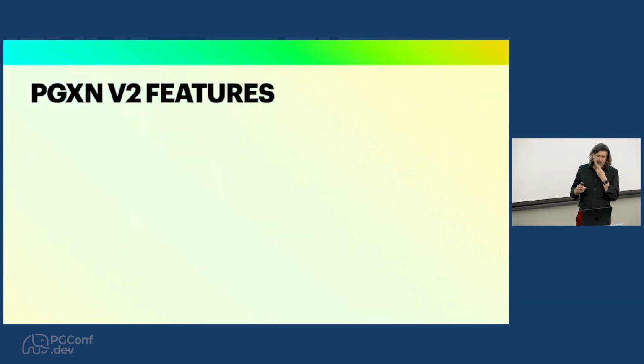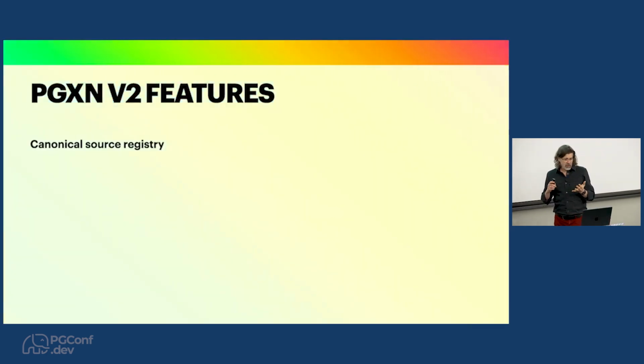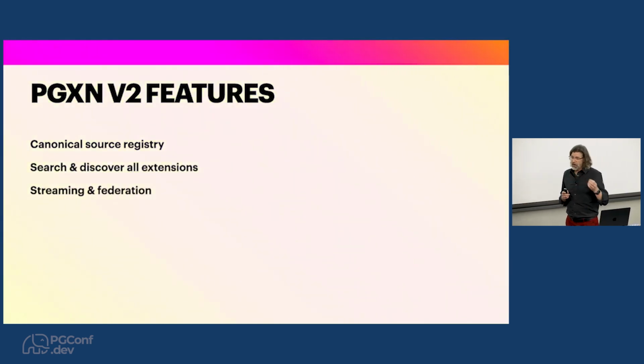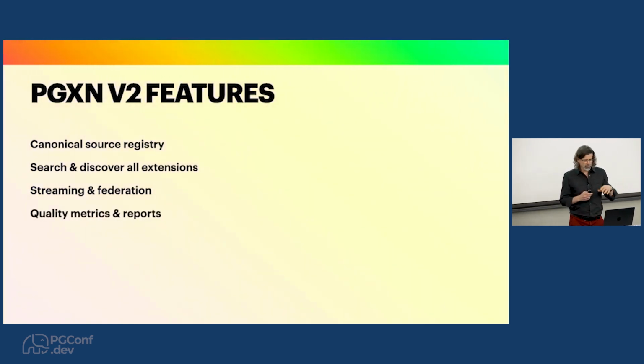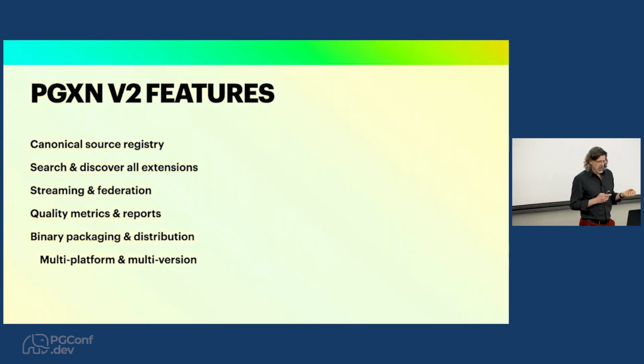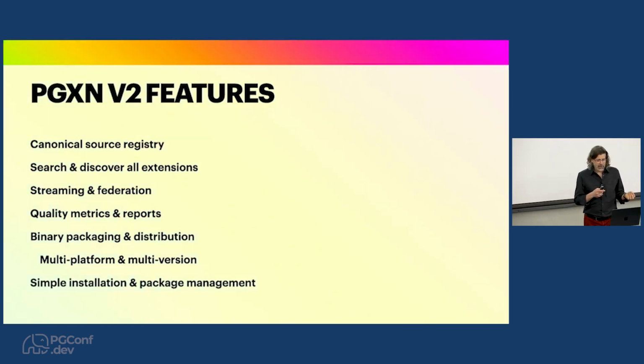So the vision here is to have features for a canonical source registry, search and discovery for all extensions, streaming of releases and federation for multiple packaging systems, quality metrics and reports, binary packaging and distribution for multiple platforms and multiple Postgres versions, and simple installation and package management, right?